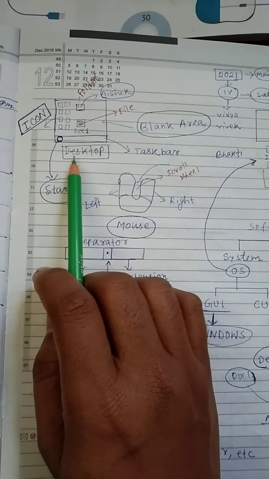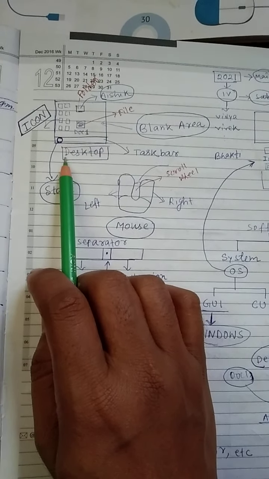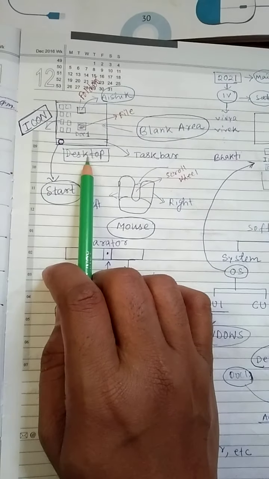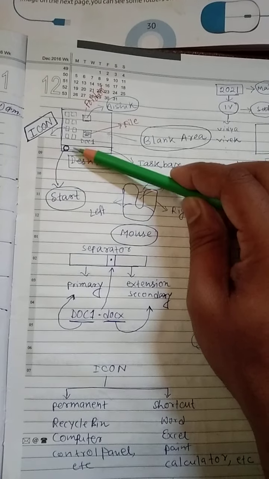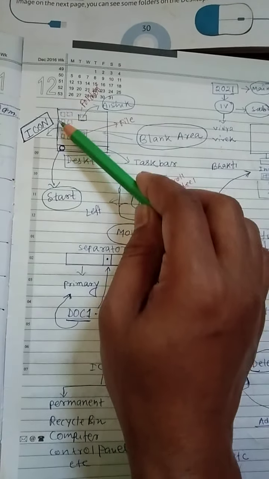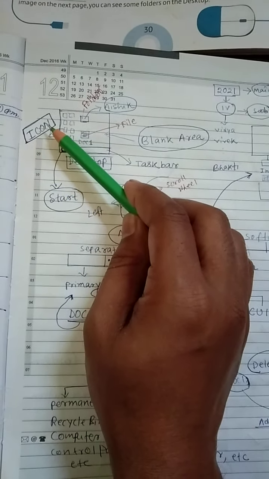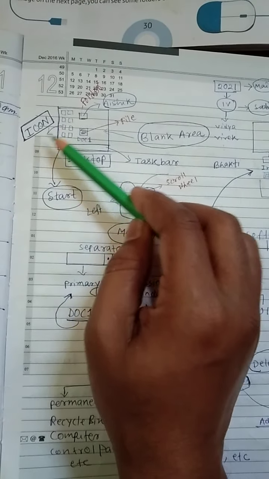Look at here, it is an example of a desktop. The images on the console are called icons. Look at here, all are icons. This is an example of an icon.